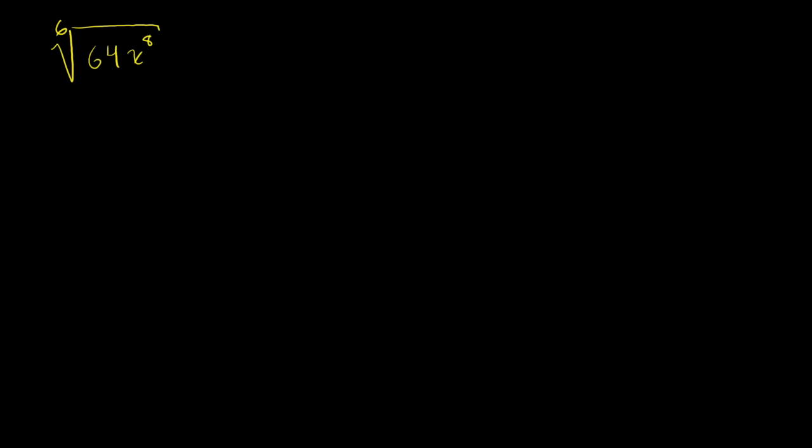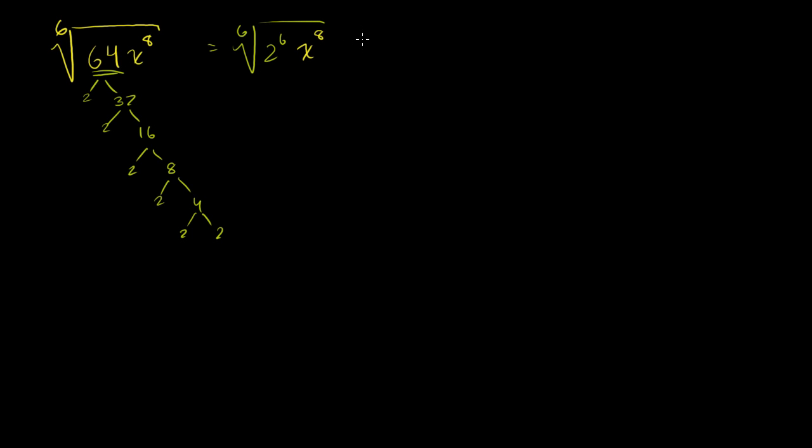So let's do 64 first. 64 is equal to 2 times 32, which is 2 times 16, which is 2 times 8, which is 2 times 4, which is 2 times 2. So we have 1, 2, 3, 4, 5, 6. So it's essentially 2 to the 6th power. So this is equivalent to the 6th root of 2 to the 6th, that's what 64 is, times x to the 8th power. Now, the 6th root of 2 to the 6th, that's pretty straightforward.